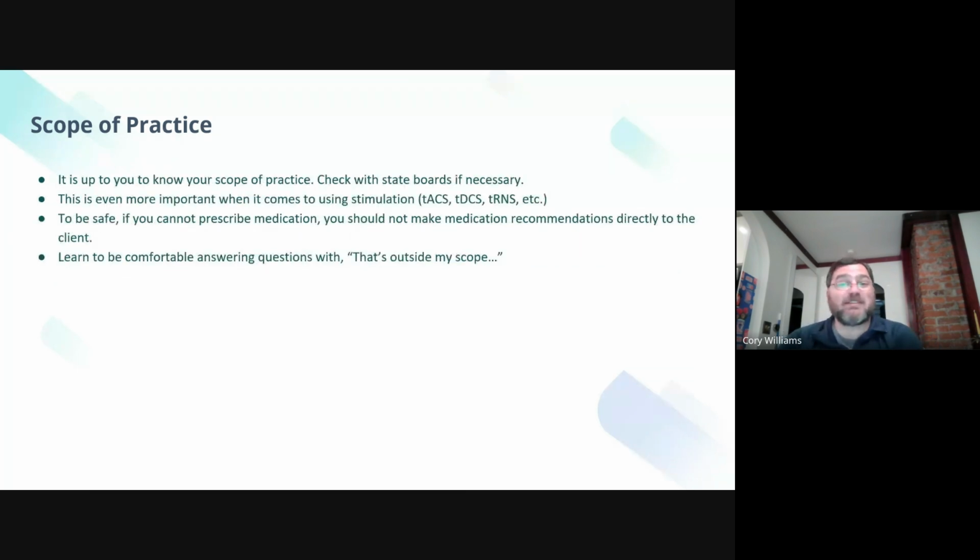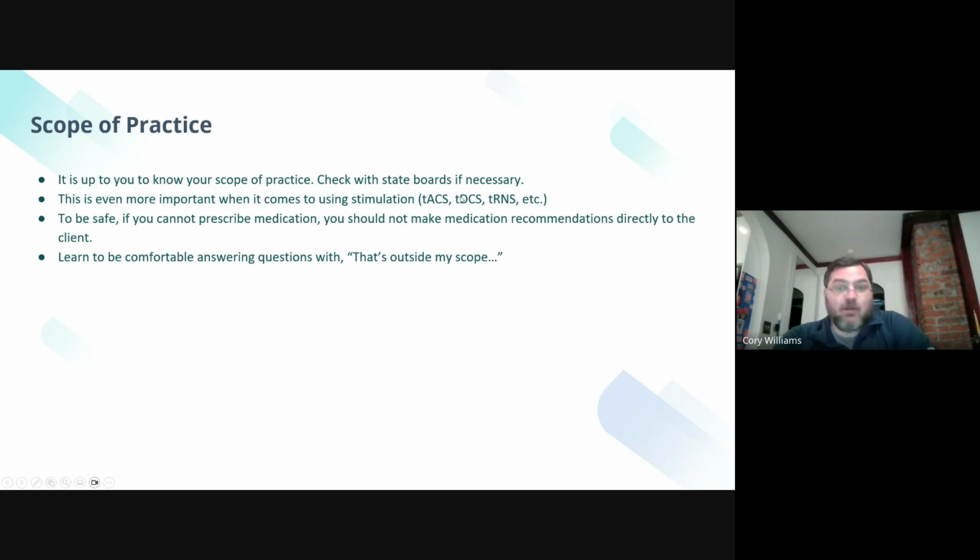Sometimes you have to check with state boards. And this probably, I know in the United States, it varies state by state. It probably varies country by country. So be aware of that as well. This becomes even more important if you're moving outside of neurofeedback and into the world of transcranial stimulation.